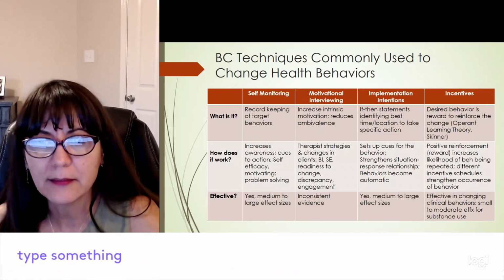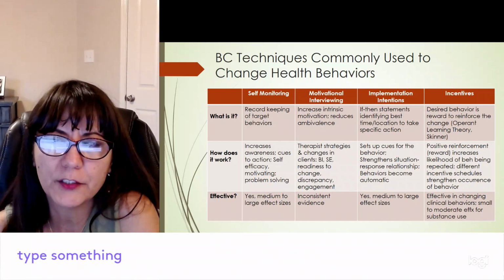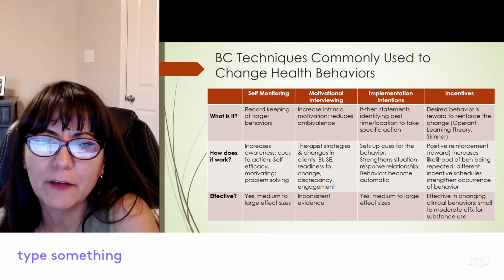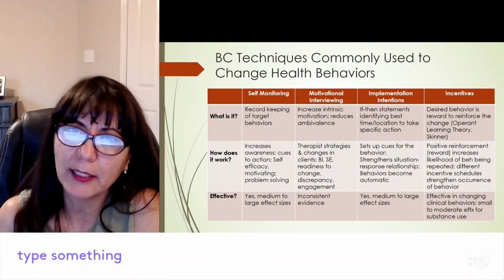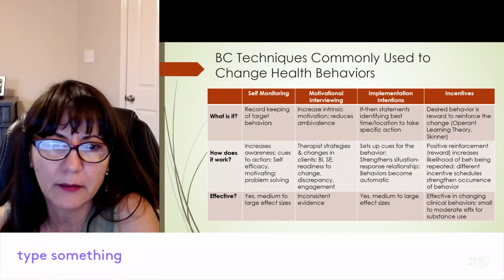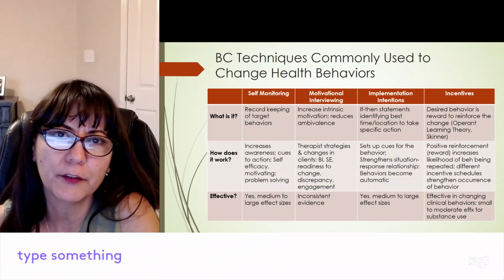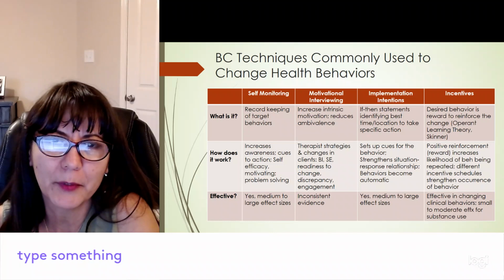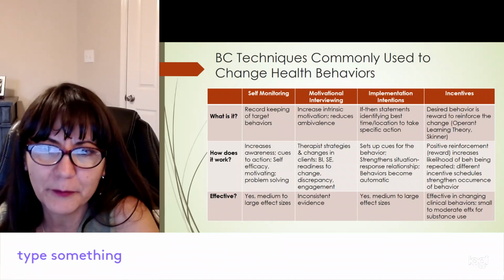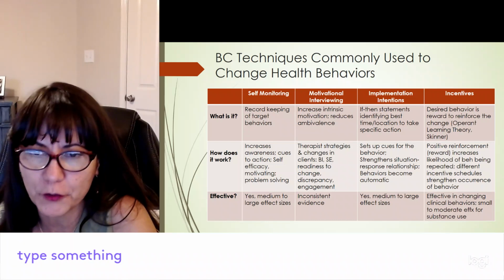And is it effective? Yes. They did find evidence that this was effective with medium to large effect sizes in terms of behavior change. Okay. And then finally, incentives. The desired behavior is rewarded, and this helps to reinforce the change, right? And it's based on operant learning theory by Skinner. So if you've had any classes in psychology, you might remember operant learning. How does it work? Well, the positive reinforcement or the reward will increase the likelihood of the behavior being repeated in the future.